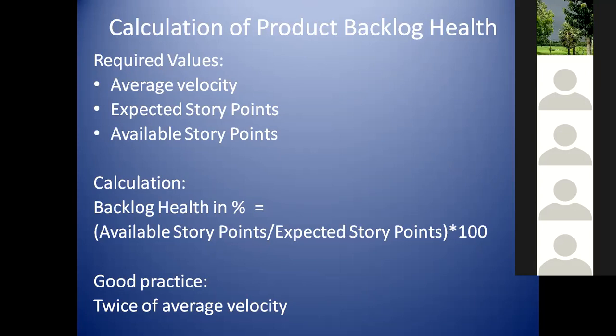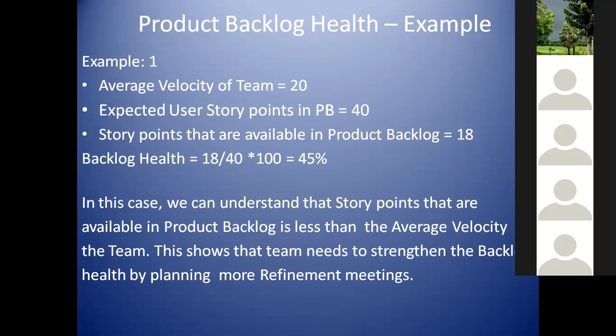Now there are different conditions with examples so that you can easily correlate. The average velocity of the team here is 20. So what is the expected number of user story points in the product backlog? That is 40. And the story points available right now are only 18. So 18 divided by 40 times 100 is just 45%. In this case, we can understand that it is much less than the expected value.